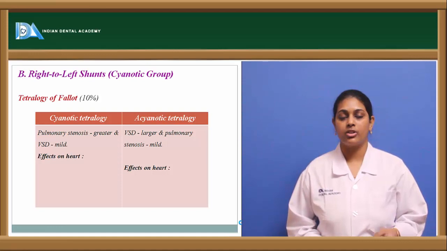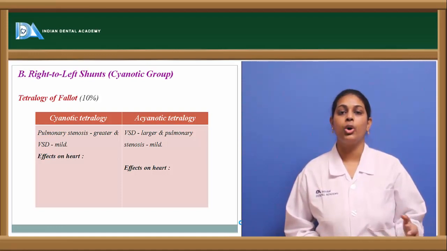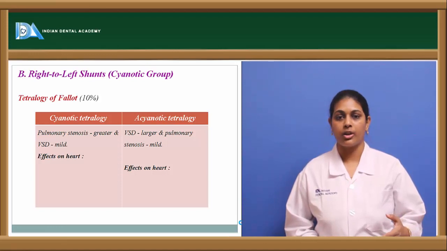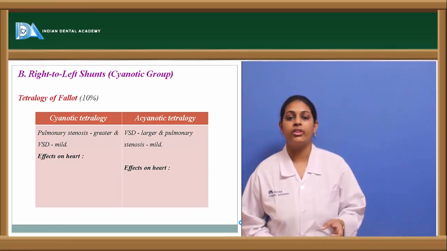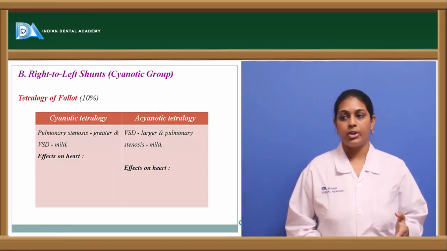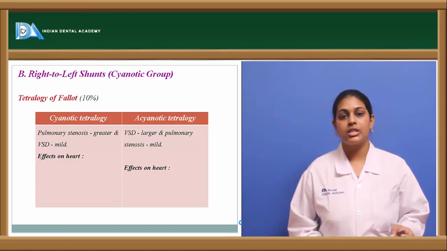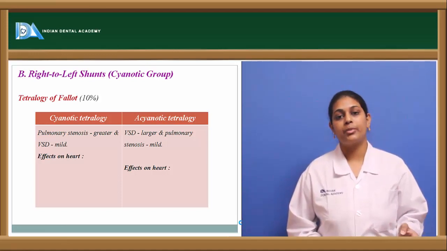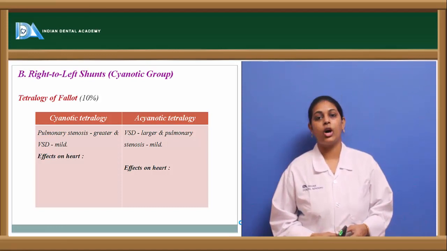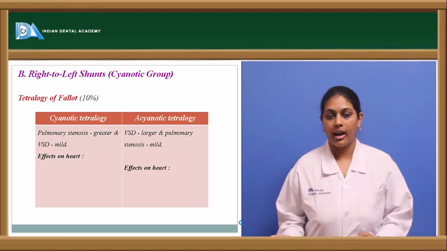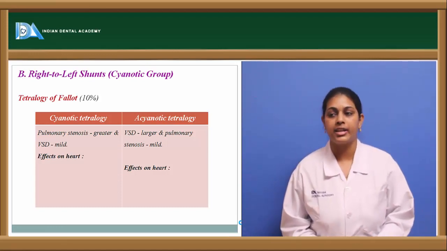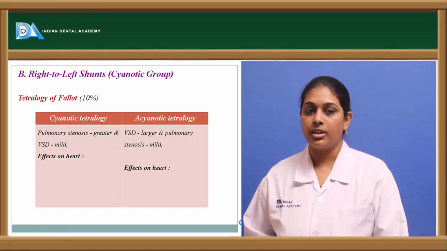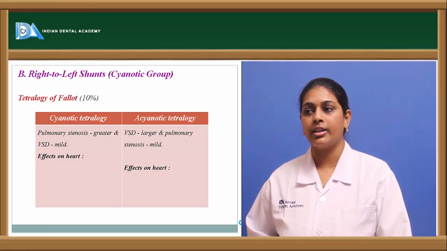Amongst this, tetralogy of Fallot, we can further divide this group into cyanotic tetralogy and acyanotic tetralogy. This group is divided based on the pulmonary stenosis as well as on the size of the ventricular septal defect. In cyanotic tetralogy, usually the pulmonary stenosis is greater and the ventricular septal defect is mild. Because of this, there is pulmonary hypertension which can be seen on the right side, and in the acyanotic tetralogy also we see pulmonary hypertension on the right side of the atrium and the ventricle.